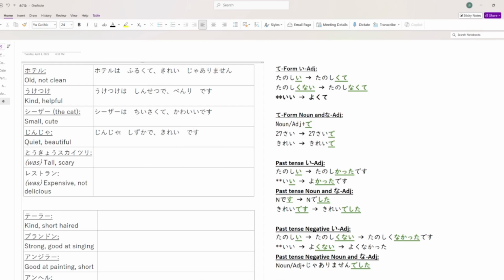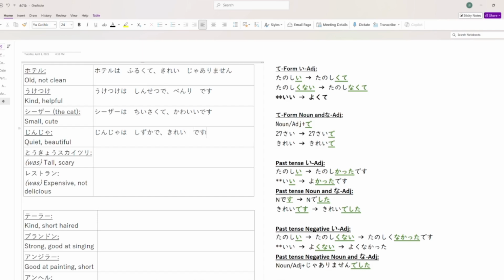はい。 All right. And then in a full sentence. Jinja shizuka de kire desu. For making it a full sentence, we need one last bit here. Oh, we need a wa. Yeah, I was looking at it and thinking this does feel wrong. I'm glad there's some instinct that this is not complete. 神社は静かで綺麗です。 All right.